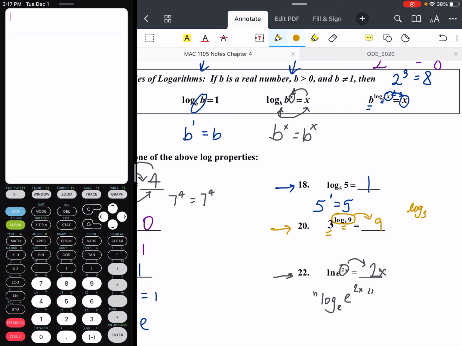Log base 3 of 9, if I were going to evaluate that, I know 3 squared equals 9. So that's just a 2, right? A log is an exponent. 3 raised to the exponent 2 is 9. So all this is saying above is that 3 raised to the power 2 equals 9, which we know is true. Saying it in a way more complicated way, but it's an equivalent equation.